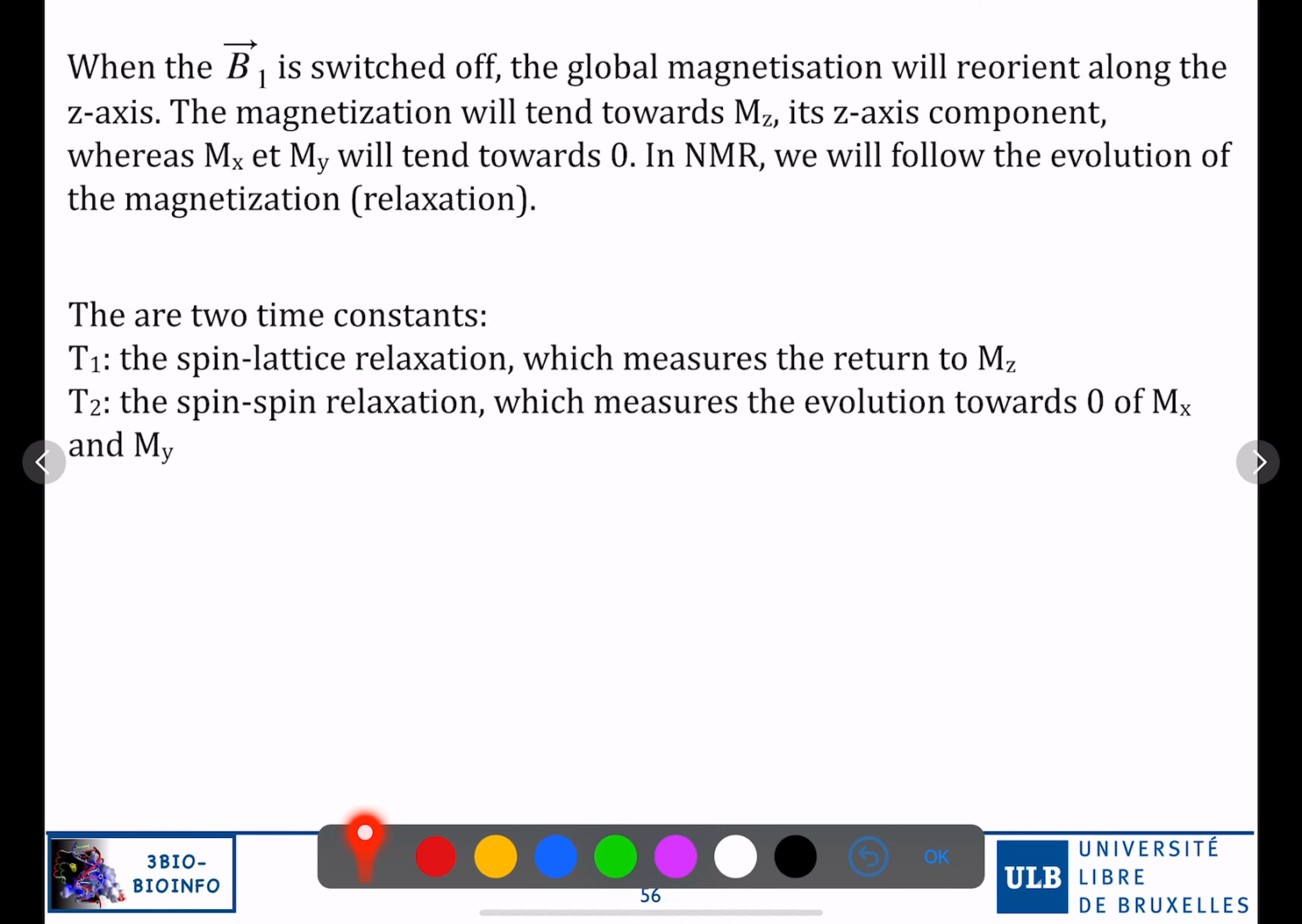Here, just for your information, but we will not detail that in the course here. There are mainly two time constants that are related to this relaxation process. T1, which is called the spin-lattice relaxation, which will measure the return to Mz, and T2, which is the spin-spin relaxation, which will measure the evolution towards 0 of Mx and My. But we will not detail this information here.